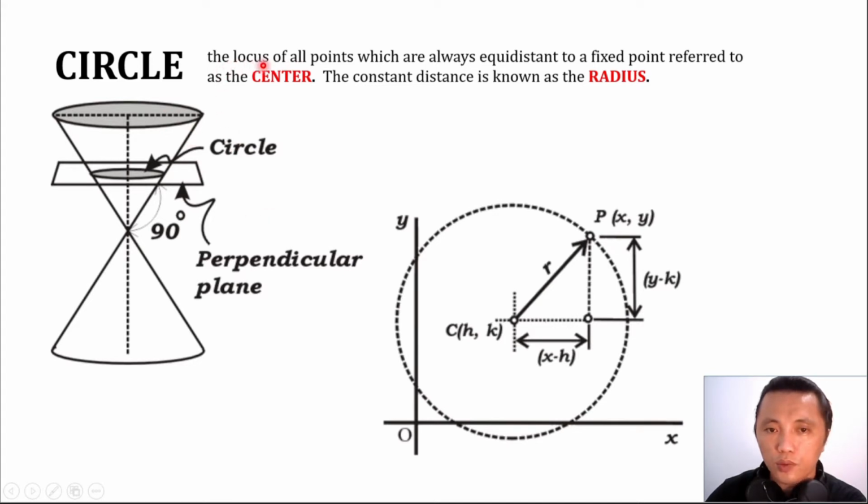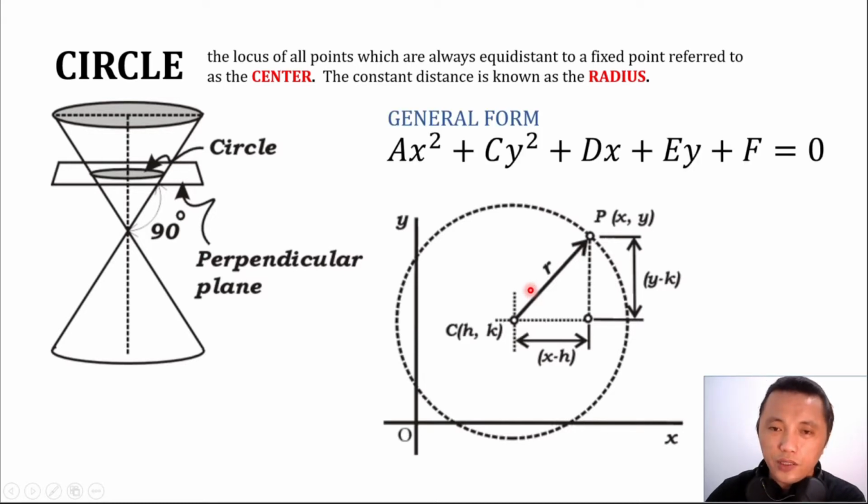The locus means the set of all points, so the locus of all points that satisfy this given condition, from a fixed point referred to as the center. From this center, all the points that form the circle are equidistant to the center. They have the same distance from the center. That constant distance is known as the radius. Okay? So all the points along the circumference are equidistant to the center, and that distance again is known as the radius.